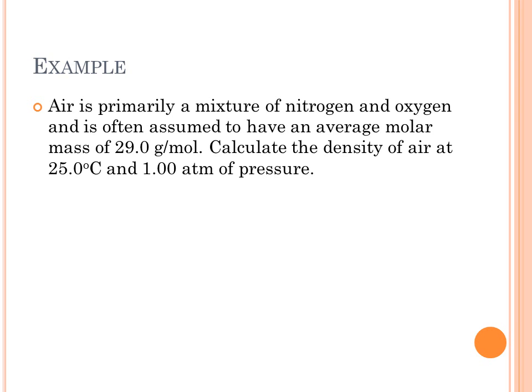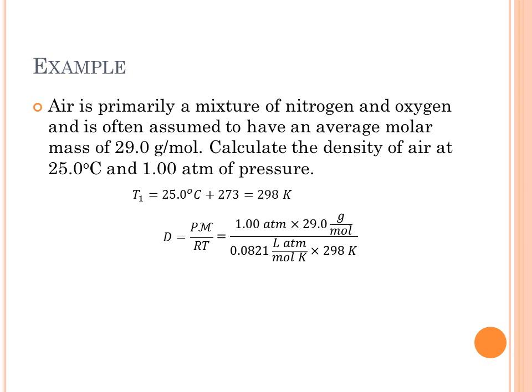Here's one for the density. Air is primarily a mixture of nitrogen and oxygen, and is often assumed to have an average molar mass of 29 grams per mole, since it's mostly nitrogen and to a lesser extent oxygen. Let's calculate the density at 25 degrees Celsius, or 298 Kelvin, and 1 atm of pressure. Again, 25 plus 273 is 298, just like before. Density is equal to pressure times molar mass divided by RT. So just plug and chug.